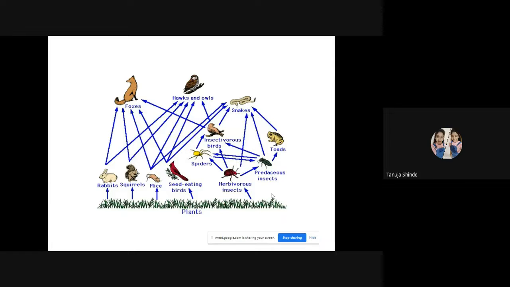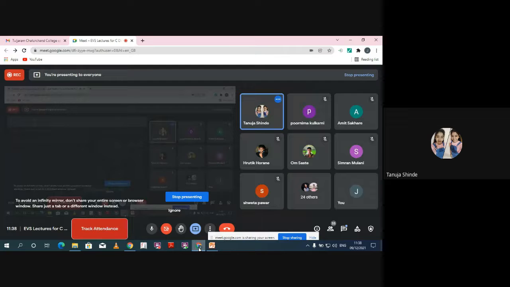Hello? Hello? Who is talking? Who is talking in between? Kone? Okay, so if you look at this, you can understand what sort of food chains are taken together. Kone re? Trupti Shinde? Trupti Shinde? Tanuja Shinde? Tanuja, don't talk in between.